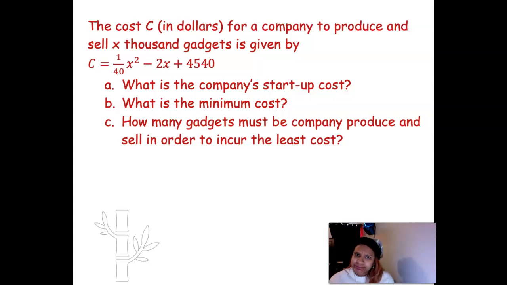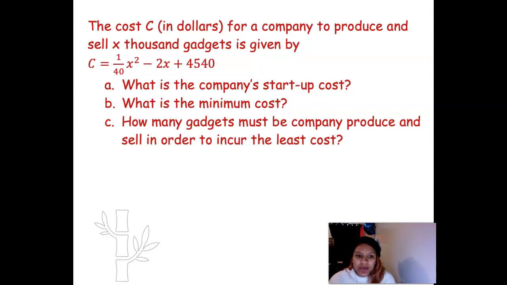We want to solve: What is the company's startup cost? What is the minimum cost? And how many gadgets must the company, I think it's supposed to be the company, produce and sell in order to incur the least cost? Typo. Anyways, the startup cost based on the given function will be our y-intercept, all right?